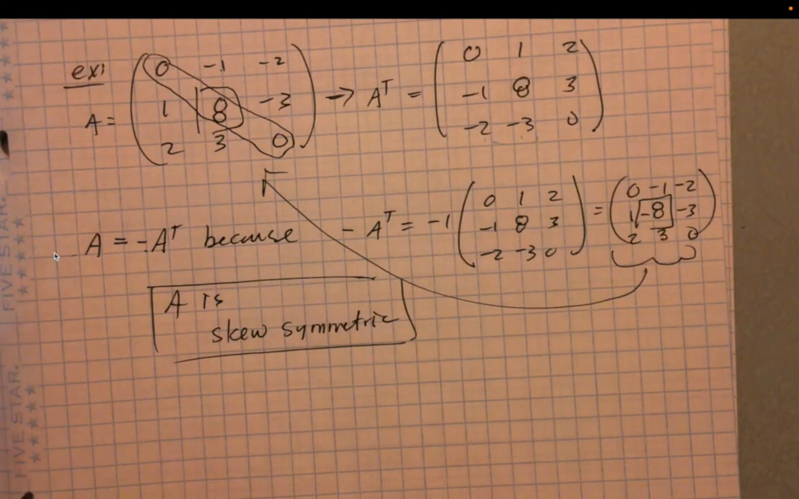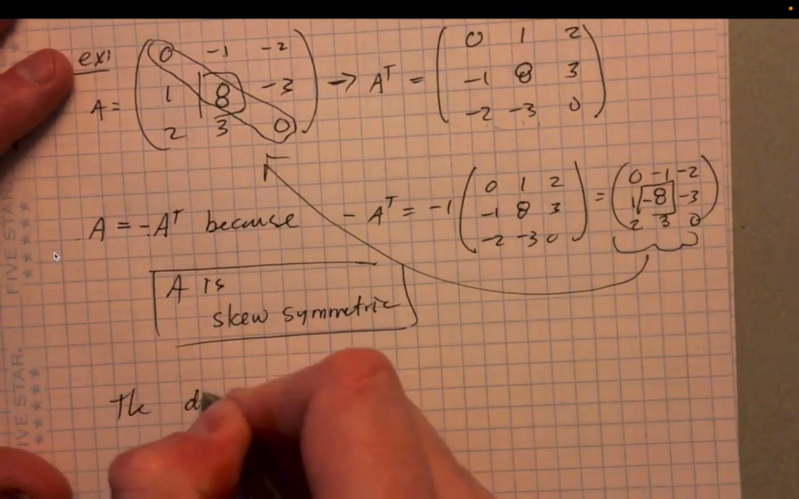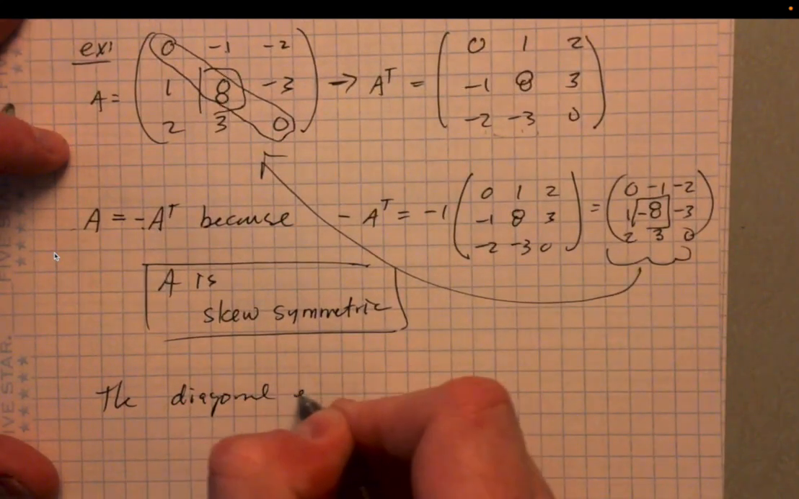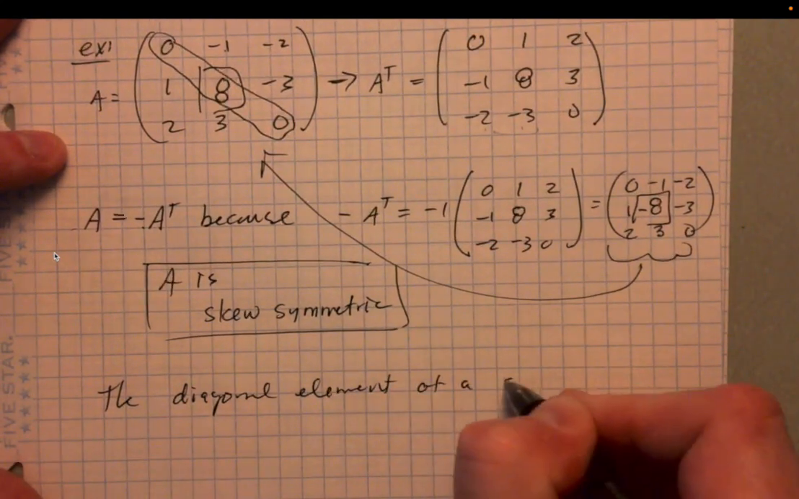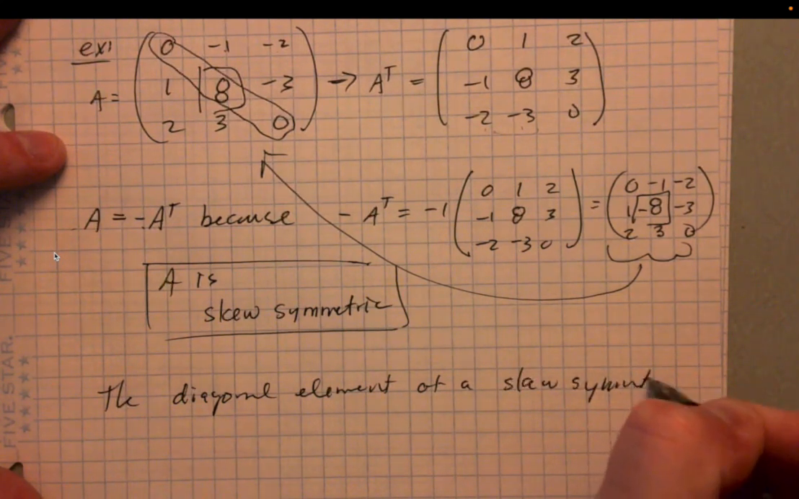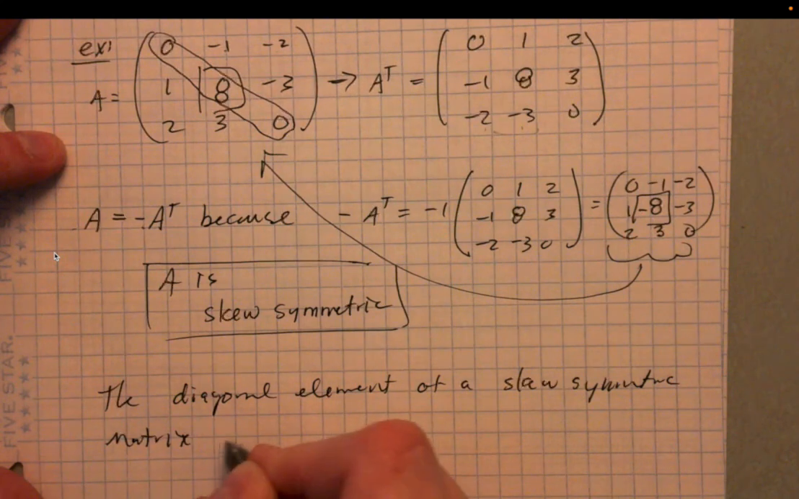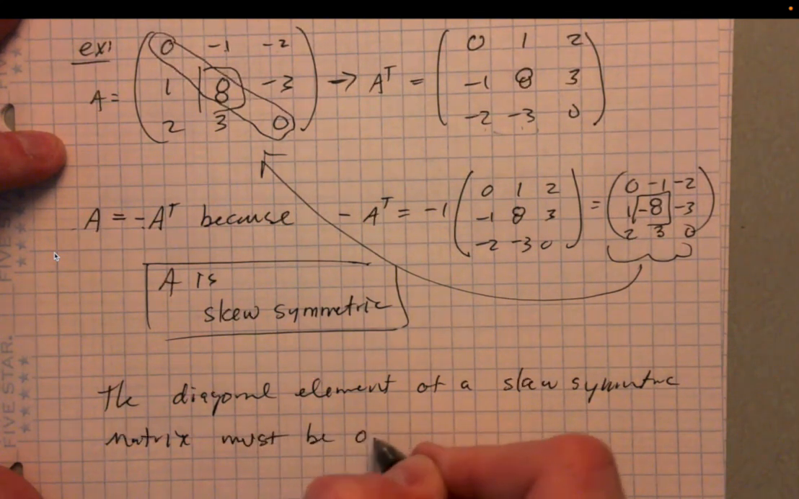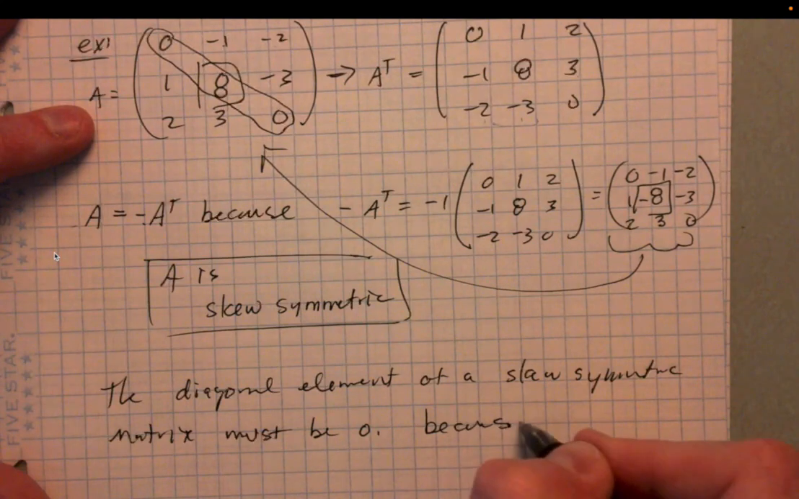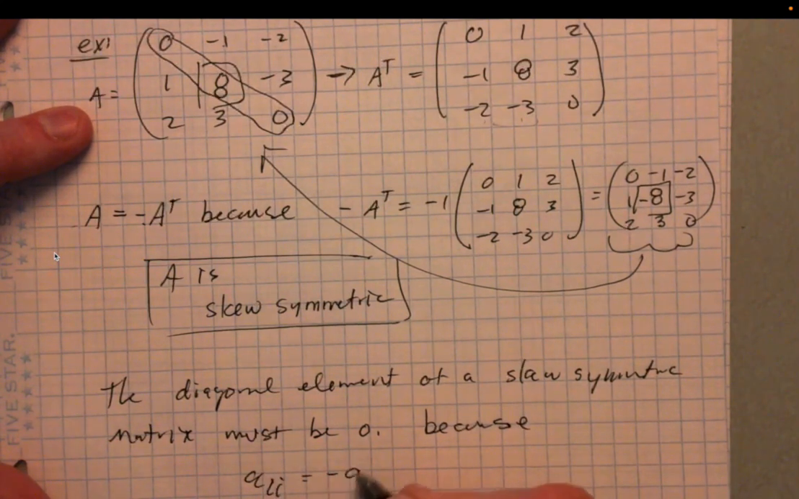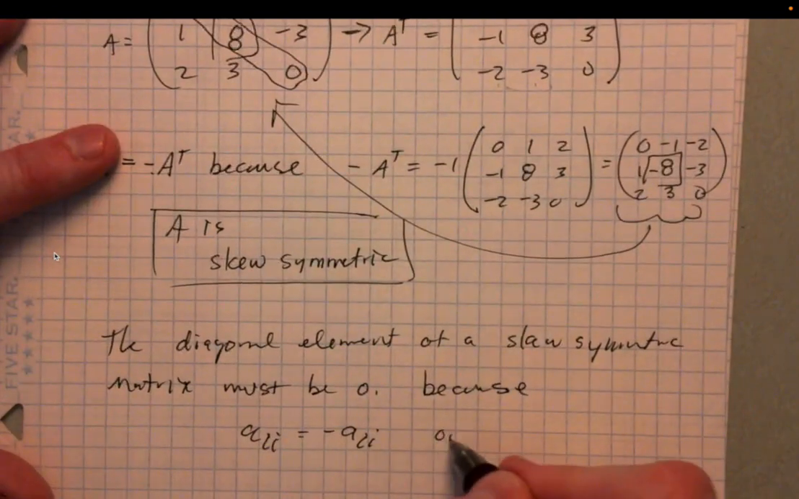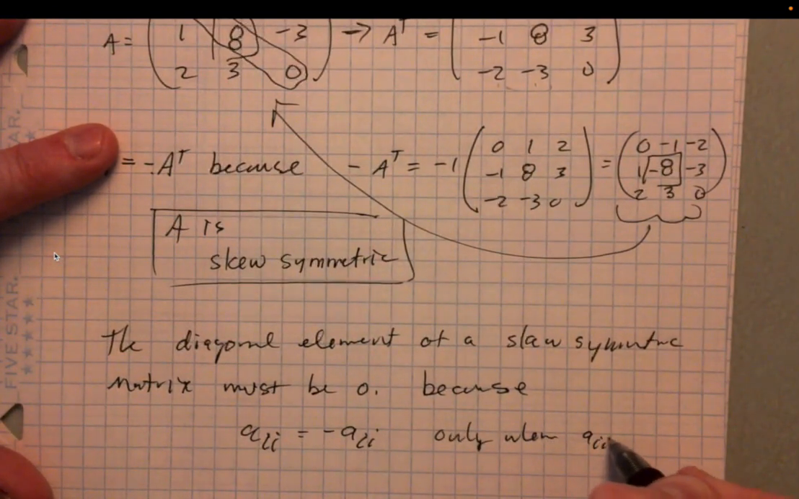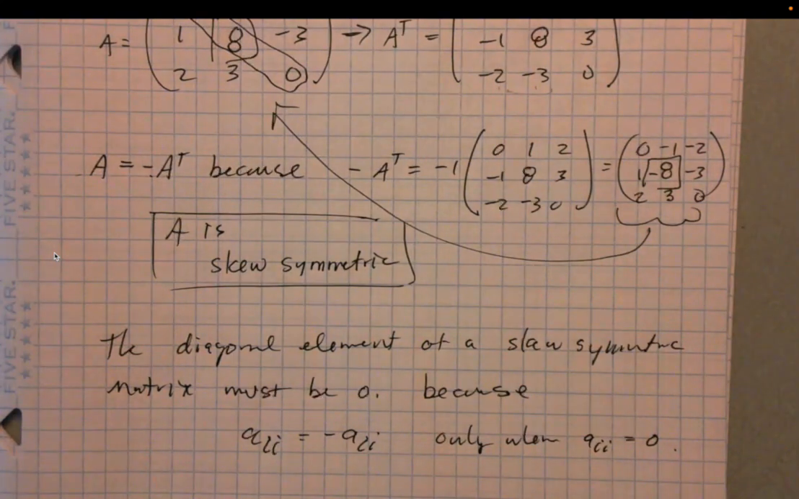So a_ii needs to equal negative a_ii. So the diagonals of a skew symmetric matrix must be 0, because a_ii equals negative a_ii only when a_ii equals 0. And so since the diagonal elements don't change places, they have to be 0. Okay, very good.